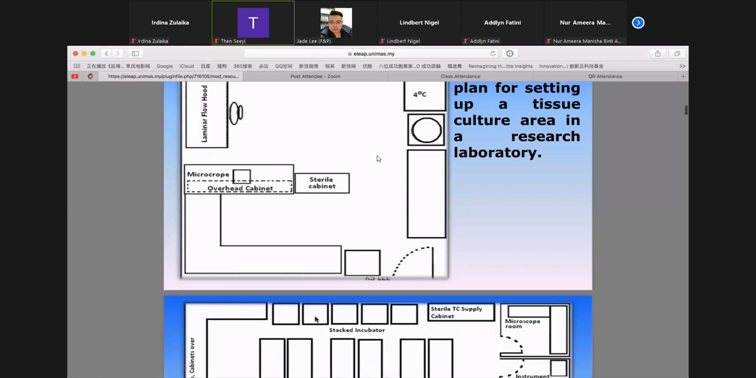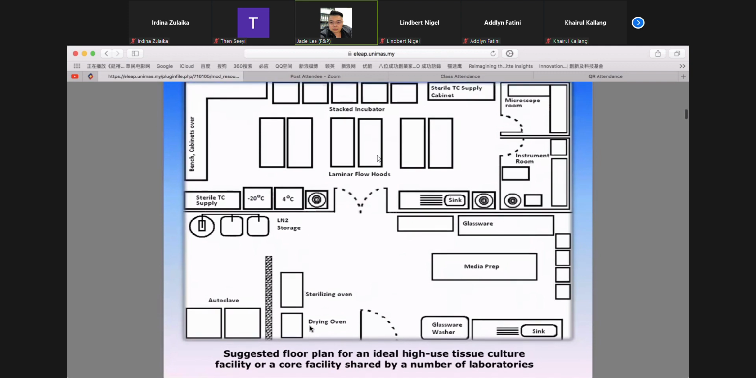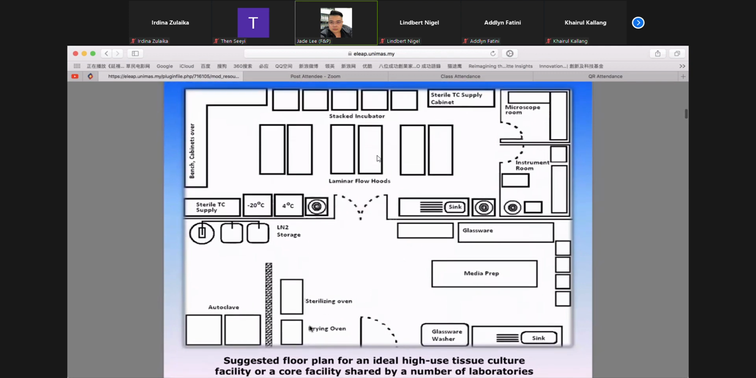Okay, good. So move to the next one. Okay, this is a more advanced layout for a tissue culture lab. This is a suggested floor plan for an ideal high-use tissue culture lab, tissue culture facility, or a core facility that are shared by a number of laboratories.